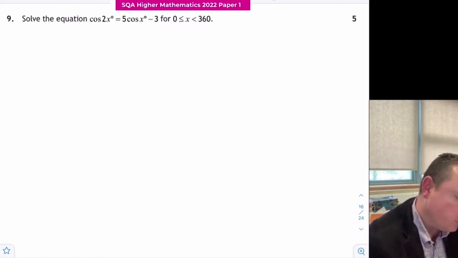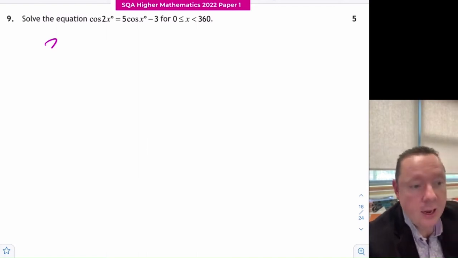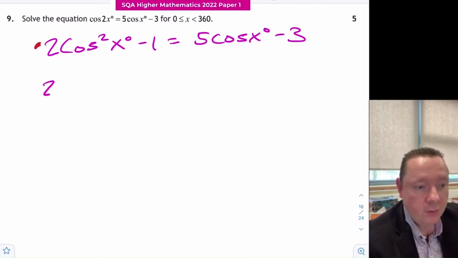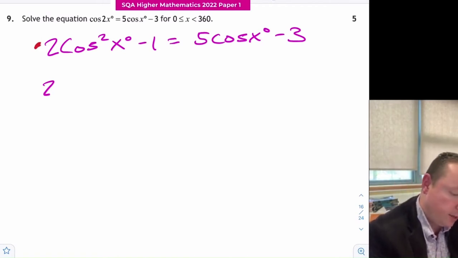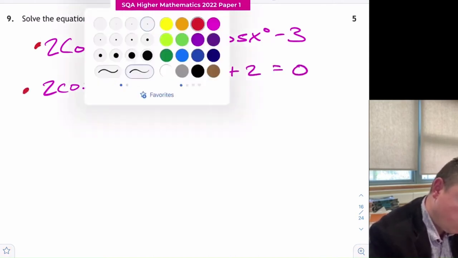That's the one I'm going to use because the other side's got cos x on it as well. So changing that to 2 cos squared x − 1 = 5 cos x − 3. And there we are, we get our first mark just for doing that. Nice and easy for just using the correct one. And then we need to express it as a quadratic, because it's got a cos squared in it. So we've got 2 cos squared x° − 5 cos x° − 1 + 3 is plus 2, and that equals 0. If we can get that far, there's our second mark.